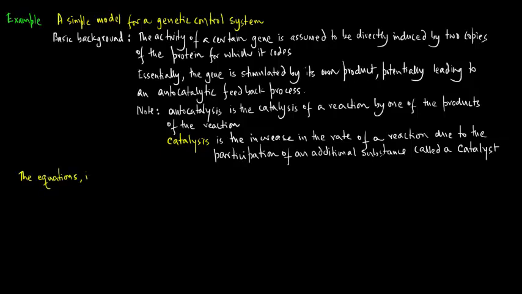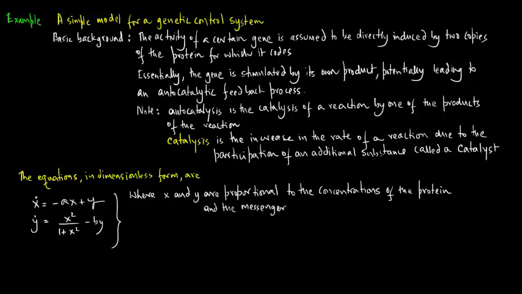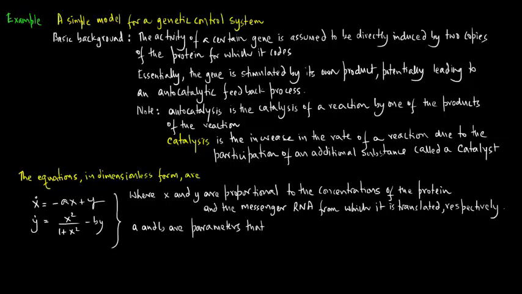So the equations in dimensionless form are x dot is equal to minus a x plus y, and y dot is equal to x squared divided by 1 plus x squared, minus b y, where x and y are proportional to the concentrations of the protein and the messenger RNA from which it is translated, respectively. a and b are parameters that govern the rate of degradation of x and y.